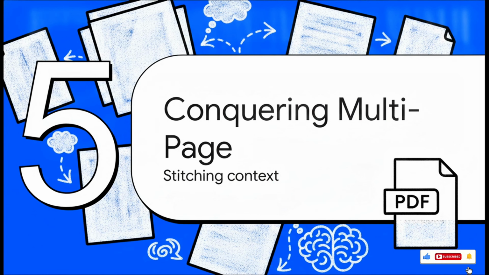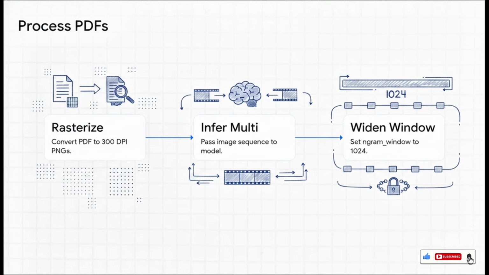All right, let's scale this up. Section 5. Conquering multi-page PDFs, stitching context together. To handle a full multi-page PDF, the pipeline first uses PyMuPDF to rasterize every single page into high-resolution 300 dpi PNG images. Next, instead of just feeding it a single image, you pass that entire sequence into a specific function called infer_multi.